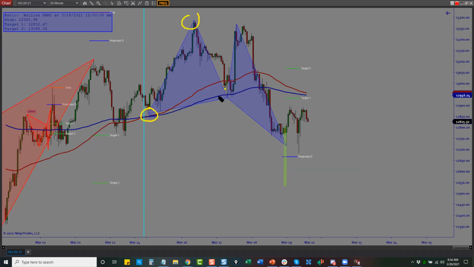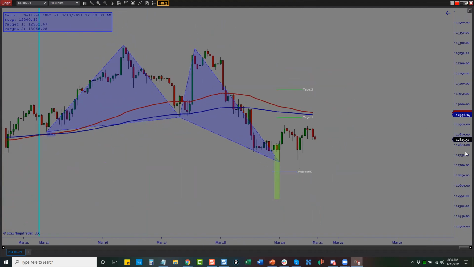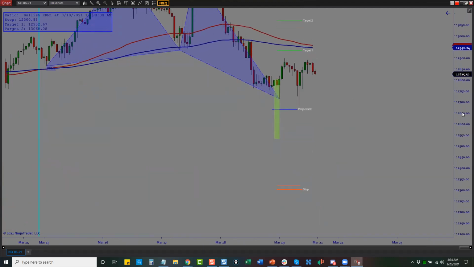There was the pattern right here, and there was the projected D, and it came in for a second retest. See this little highlighted box right here? That's kind of the entry box. It means you can enter the trade setup anywhere in that box, preferably closer to projected D.